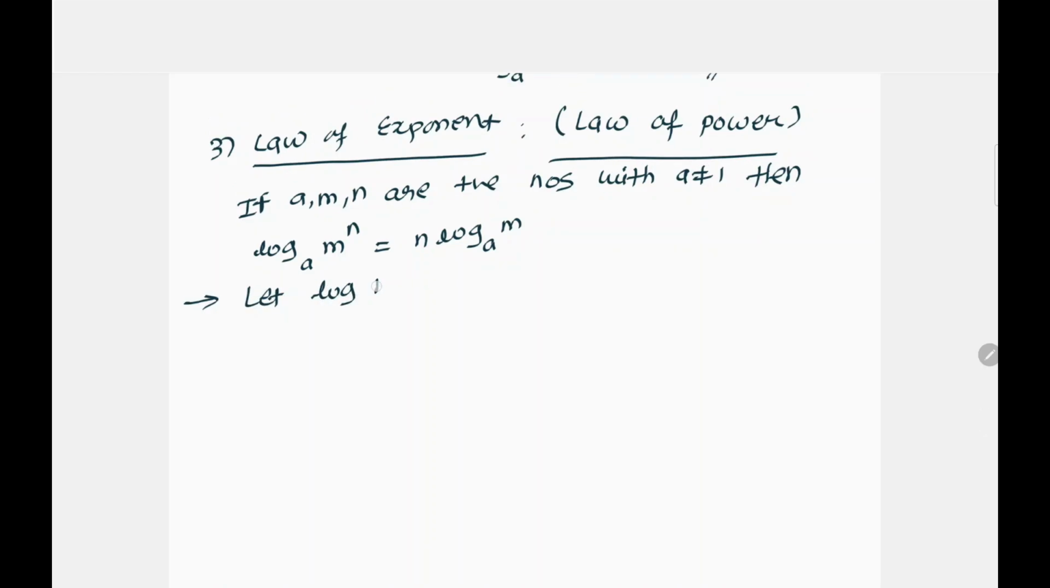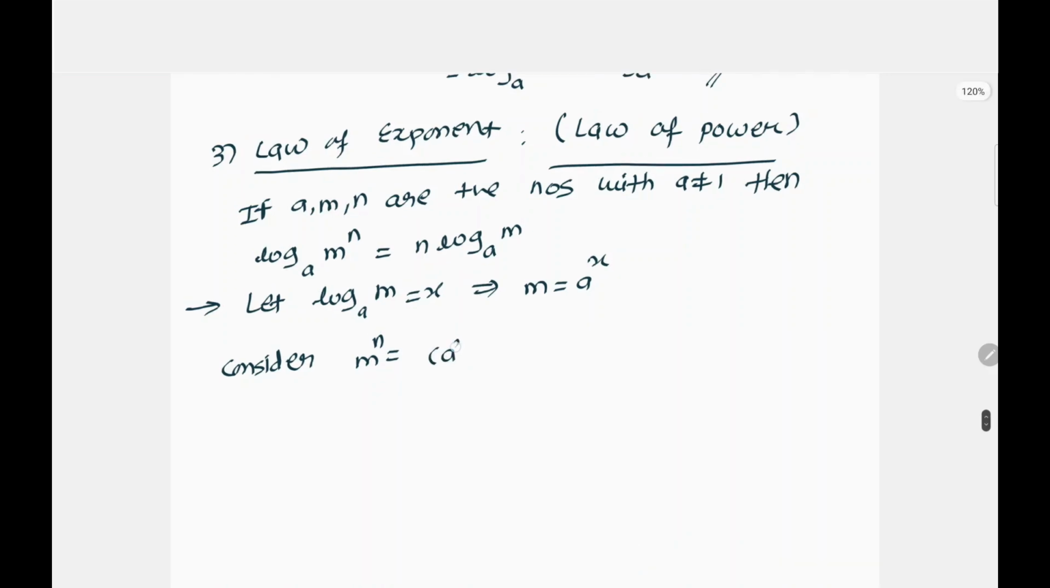Let log m to the base A be x. So the exponential form of this is nothing but m is equal to a raised to x. Here we have to prove log m raised to n. So we consider m raised to n. So m raised to n is nothing but a raised to x, raised to n. It means a raised to xn. So we get m raised to n is equal to a raised to xn.